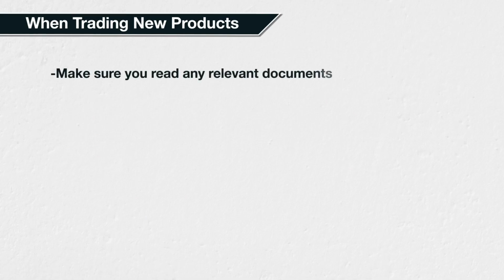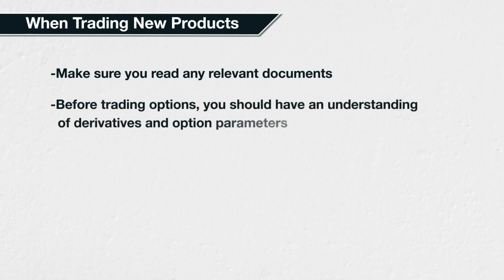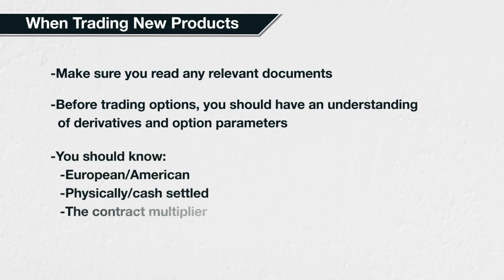When trading a new product or on a new exchange, make sure you read any relevant documents. You should familiarize yourself with the contract details so you know how the products you're planning to trade are structured. Before you begin trading options, you should have an understanding of derivatives contracts and the basic option contract parameters. You should also know whether the options you're planning to trade are European or American style options, physically or cash settled options, and the contract multiplier.